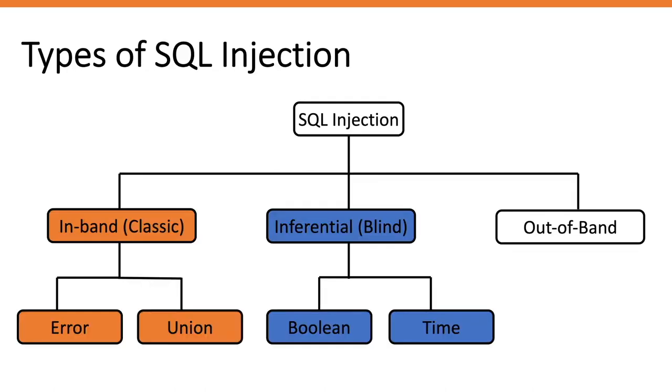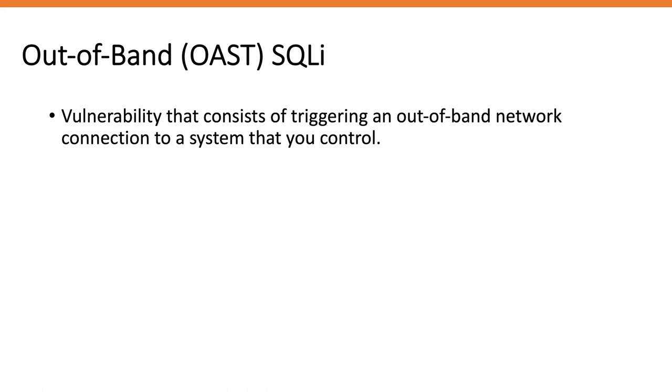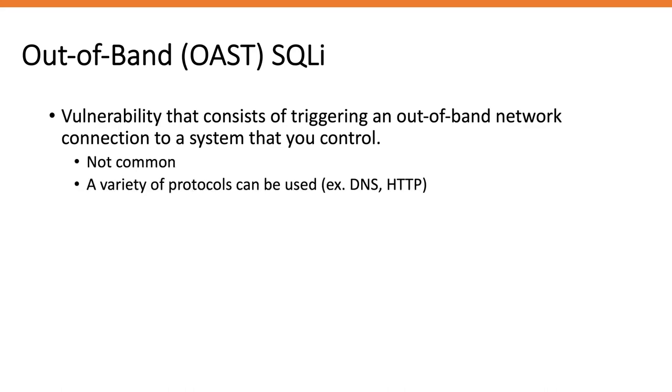Okay, last but not least, let's talk about out-of-band SQL injection. Out-of-band SQL injection is a vulnerability that consists of triggering an out-of-band network connection to a system that you control. This technique is usually used when you can't apply any of the other techniques that we learned about so far. It's not a common technique because it relies on certain features being enabled in the database for it to actually make that network connection.